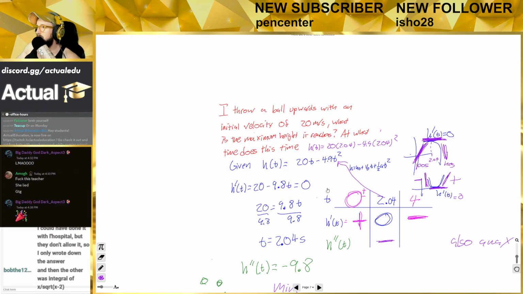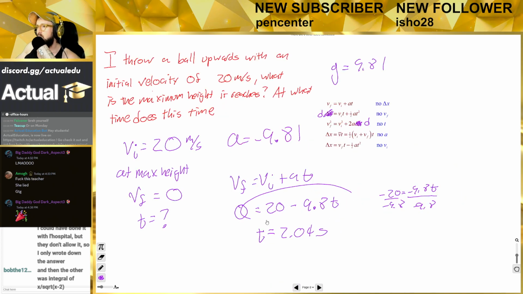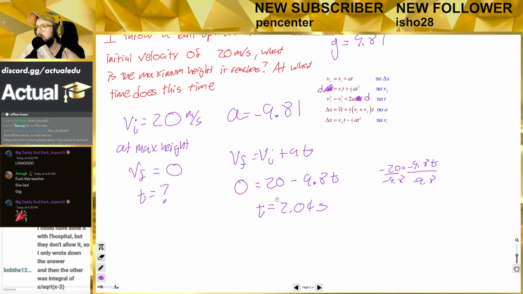What's cool is, in calculus land, in math land, they just gave us the equation. We took a derivative, set it equal to 0. And you can see how that's the same equation that shows up here when you use final velocity, initial velocity, acceleration, and time. This is how they're all related. It's pretty cool. So we get the same time, right?